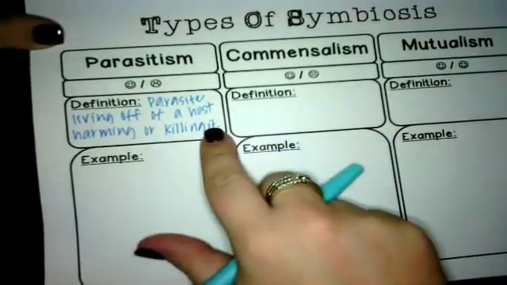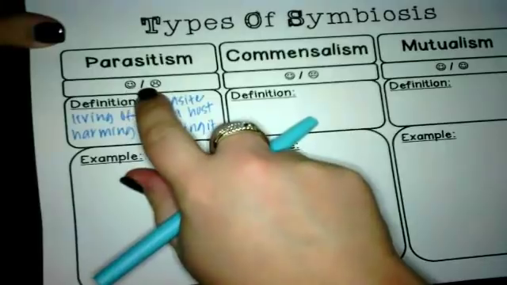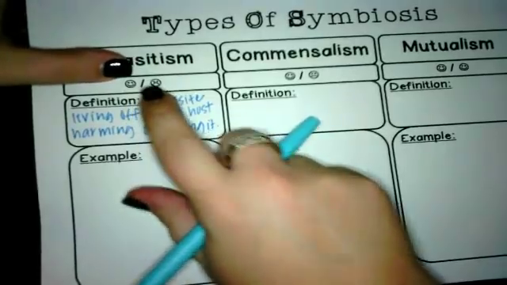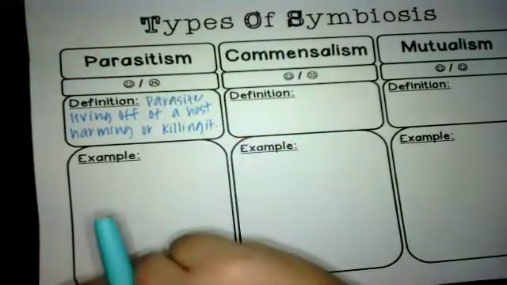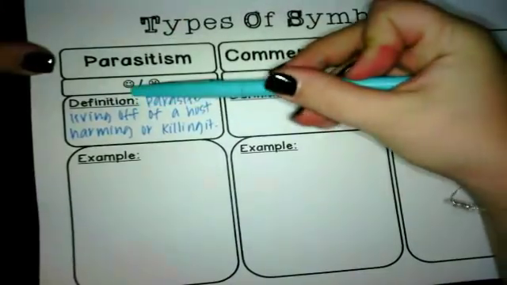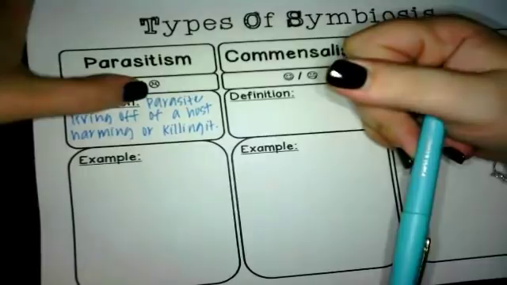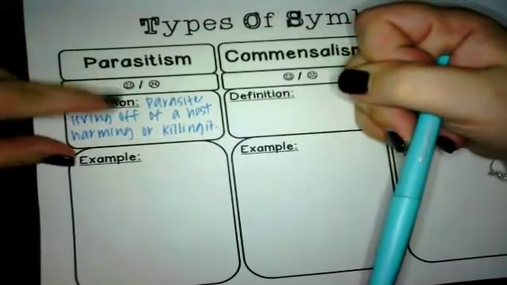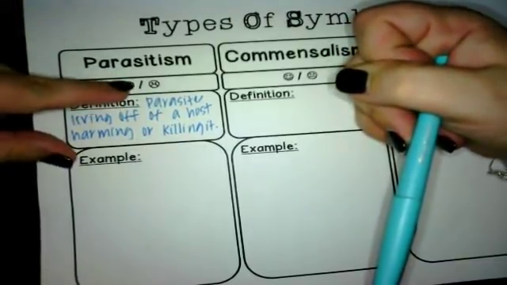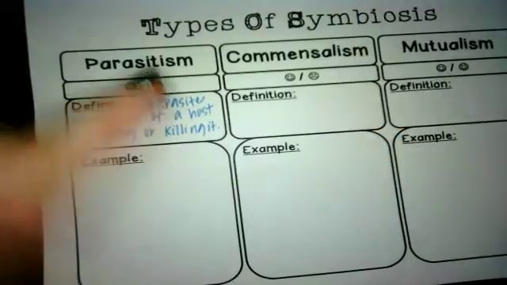and either harming or killing it, that should help you understand this little image up here. Okay, this is an easy way for you to kind of memorize what's what. In parasitism, you have one that's happy and one that is sad. Okay, this is your parasite right here who's benefiting, and then this is your host who's really sad.